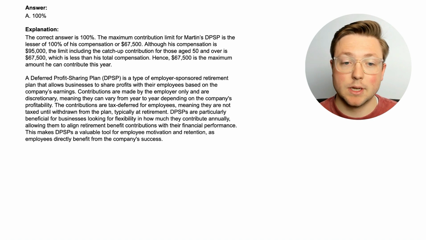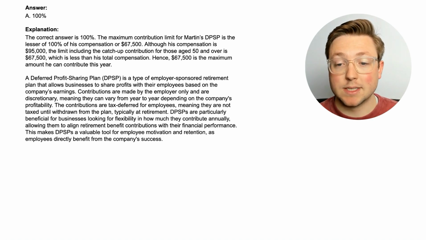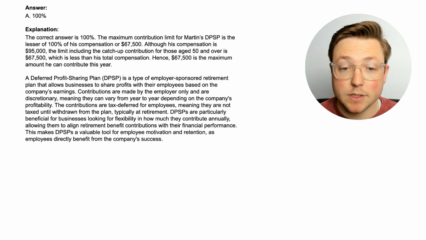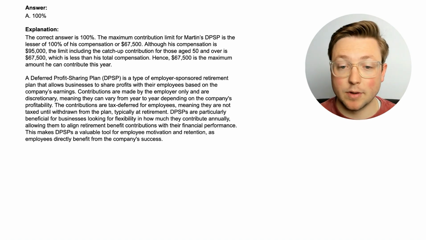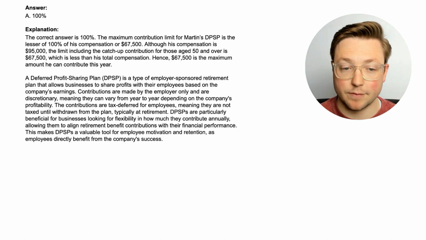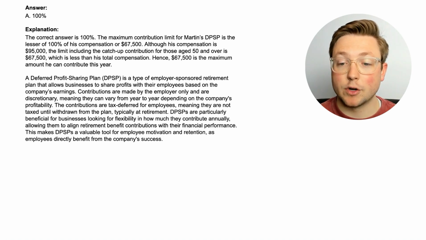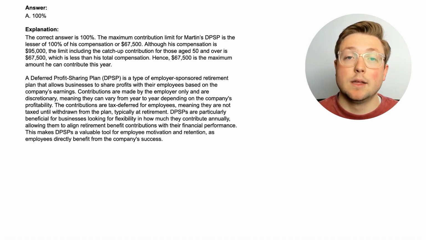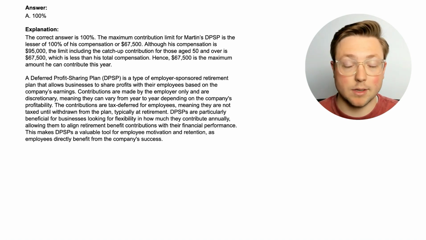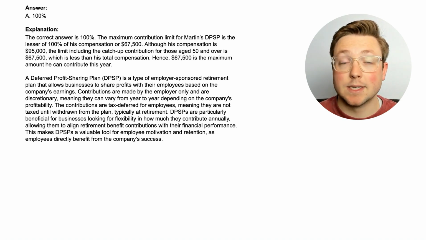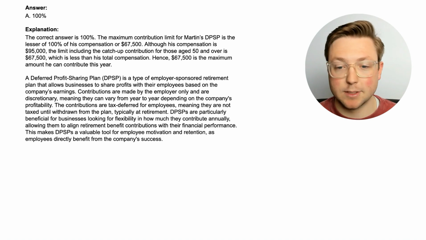So again, let's read through this. The maximum contribution limit for Martin's DPSP is the lesser of 100% of his compensation, or $67,500. Although his compensation is $95,000, the limit, including the catch-up contribution for those aged 50 and over, is $67,500, which is less than his total compensation. Hence, $67,500 is the maximum amount he can contribute this year. So a little bit different. The previous ones where we've seen something like this, where it's a percentage of compensation or a number, the lesser of one of those. In this case, it's 100% of their compensation or that specific number.